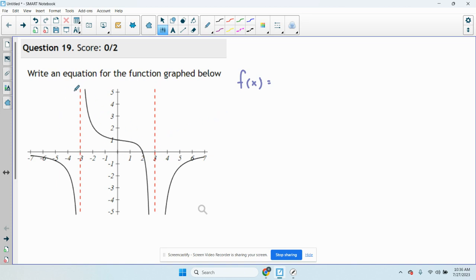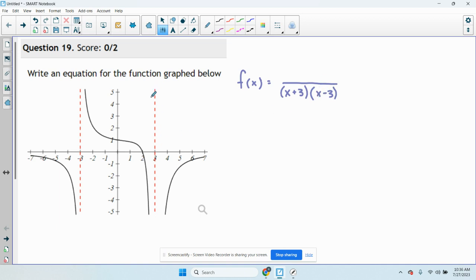So here I see I have a vertical asymptote at -3. So because of that, I have an asymptote at x plus 3 because -3 will make the denominator 0, resulting in this vertical asymptote. I also have an asymptote at x equals +3, which means x minus 3 will be a factor of the denominator.